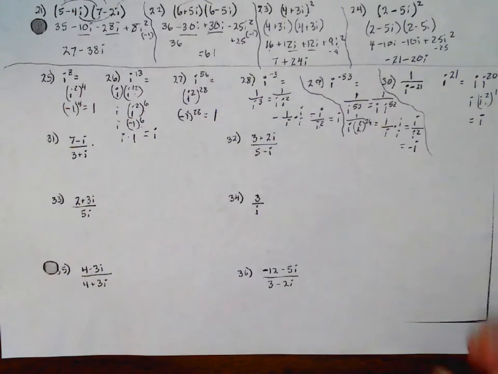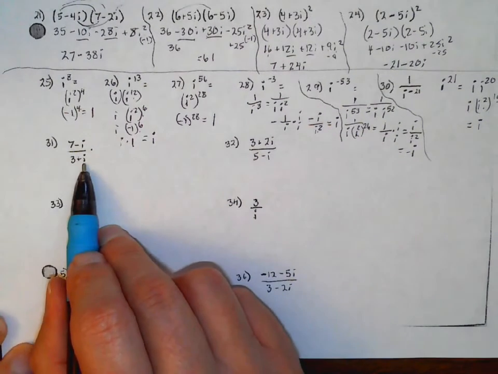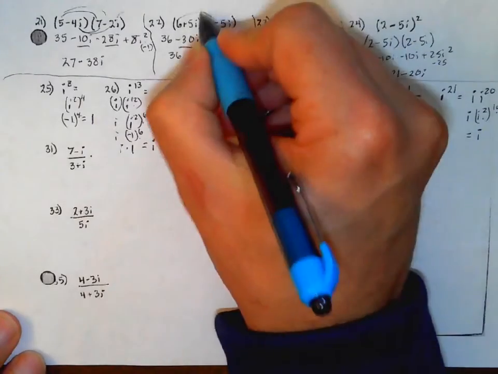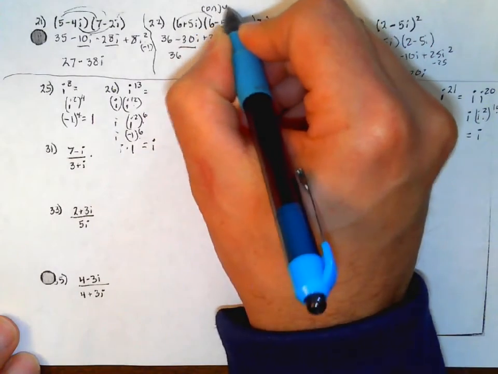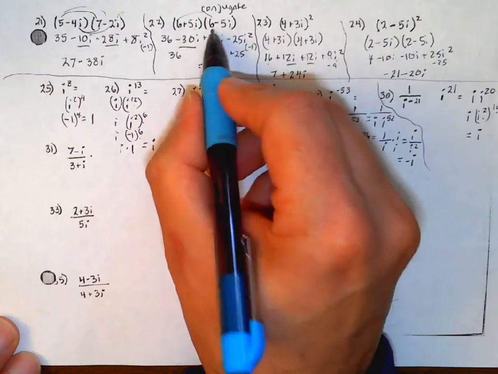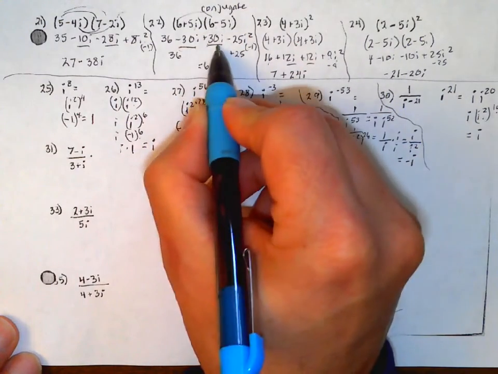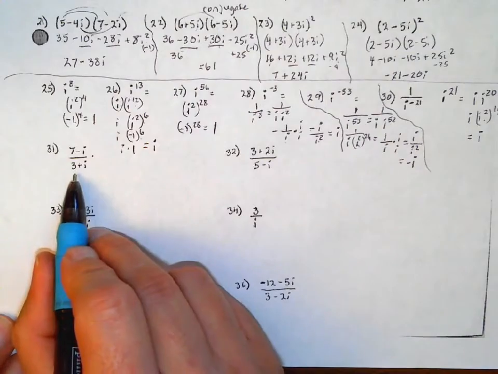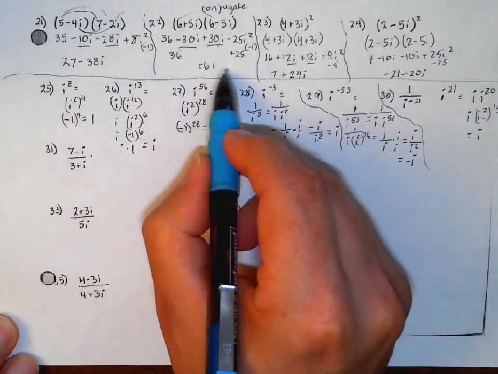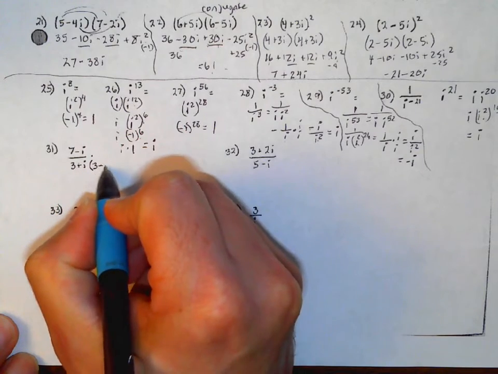The next thing we're going to talk about is how to get rid of i's in the denominator here. This is why we did this problem right here. Remember we called this the conjugate. So 6 plus 5i, 6 minus 5i. Notice when we multiply that together, our middle terms cancel out. We're going to do the same thing here because we don't want an i left over. So I'm going to multiply both the top and the bottom by the conjugate, which is 3 minus i.